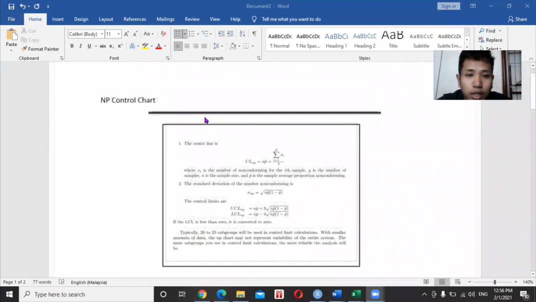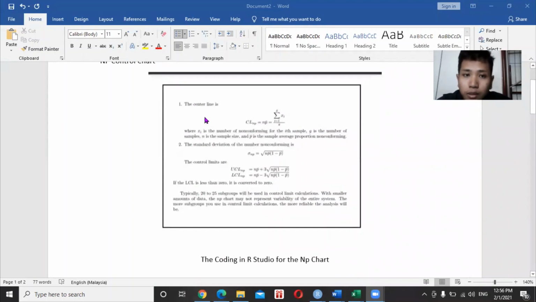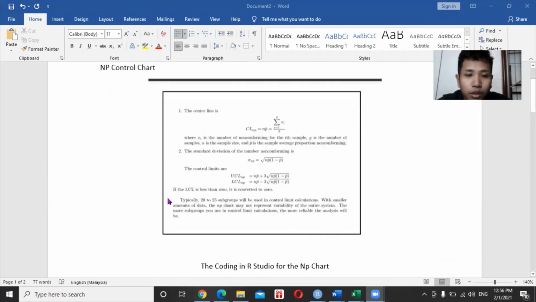So these are all the formulas for the NP chart. The center line is n times P bar. The upper control limit is n P bar plus 3 times the square root of n P bar times 1 minus P bar. Then the lower control limit is just the same as the upper control limit, just minus. So that's the difference. Now you have to take note: if the lower control limit is less than 0, then it is converted to 0.